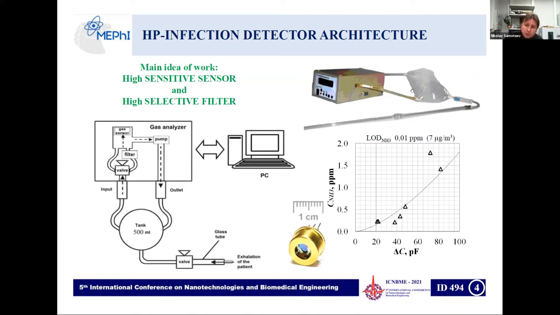Here is the view of the prototype of the device, which contains electronic blocks, sensors, and a tank for storage of exhaust gases produced by the patient. Here is a block scheme of our device and the sensitivity to ammonia of our field effect sensors. Typically, the sensors have high sensitivity to ammonia, located in the sub-ppm range.